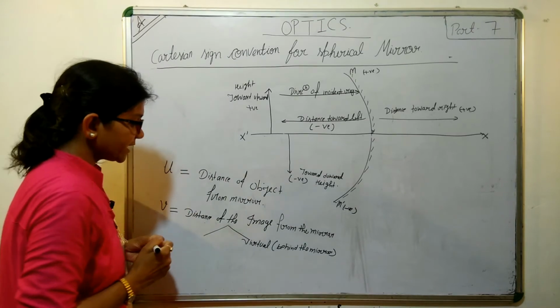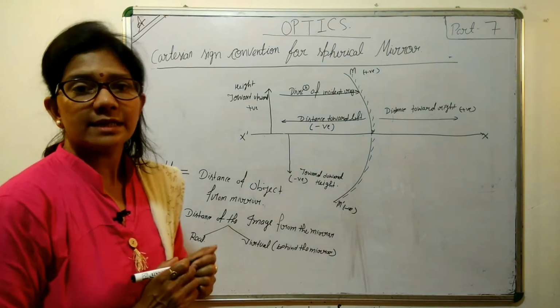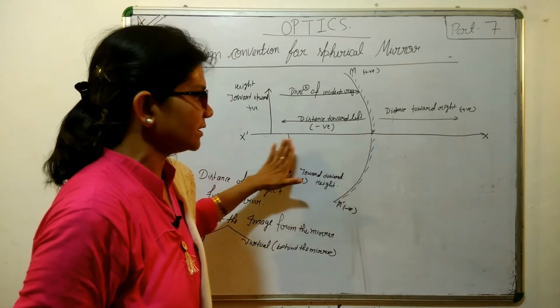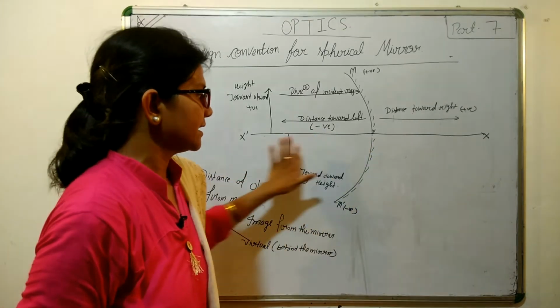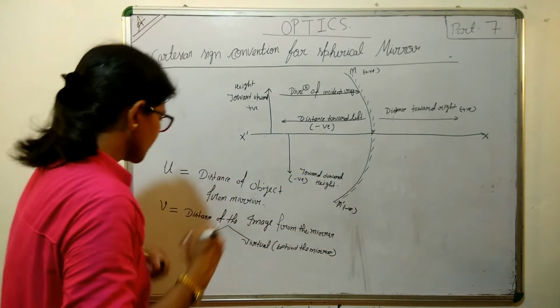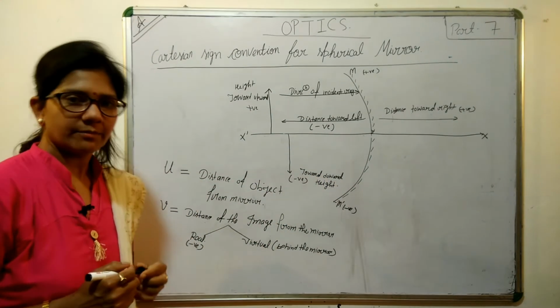But if you are getting an image which is real, meaning you can take it on a screen, it is on this side. So if the image is on this side, it will always be negative. So v can be positive or negative.